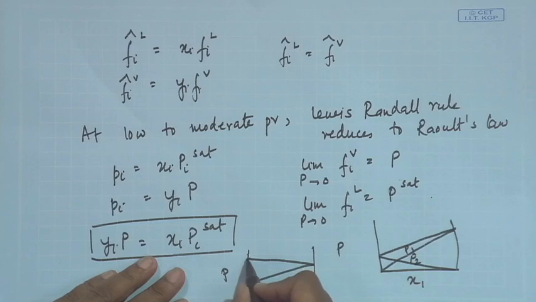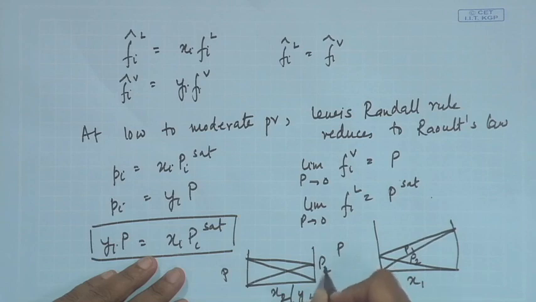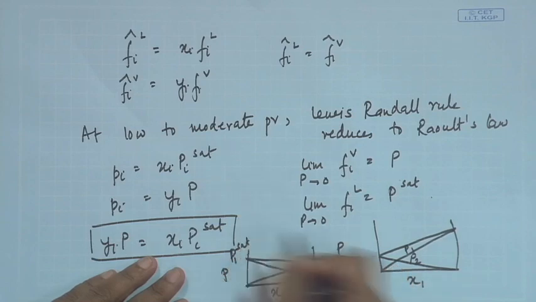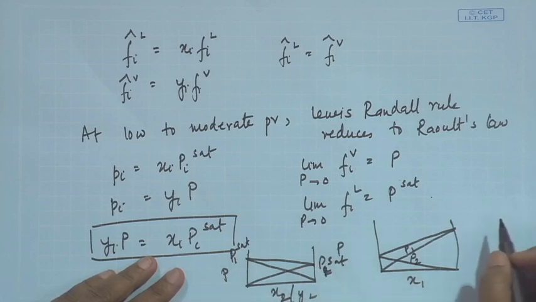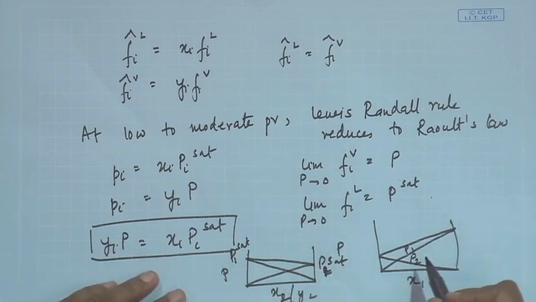The curve will just change, because it is important to remember that the less volatile component will have a lower vapor pressure as compared to the more volatile component. This is the only thing which is going to happen, right. After this, what we did?